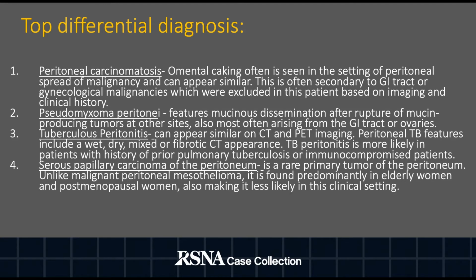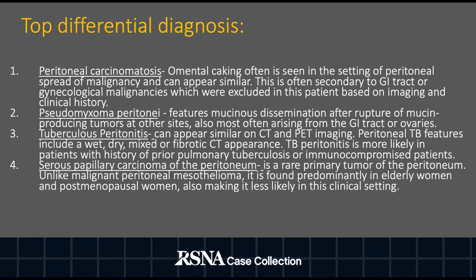Differential diagnosis includes peritoneal carcinomatosis, pseudomyxoma peritonei, tuberculous peritonitis, and serous papillary carcinoma of the peritoneum. Peritoneal carcinomatosis with omental caking is often seen in the setting of peritoneal spread of malignancy and can appear similar. This is often secondary to GI tract or gynecological malignancies, which were excluded in this patient based on imaging and clinical history. Pseudomyxoma peritonei features mucinous dissemination after rupture of mucin-producing tumors at other sites, also most often arising from the GI tract or ovaries.